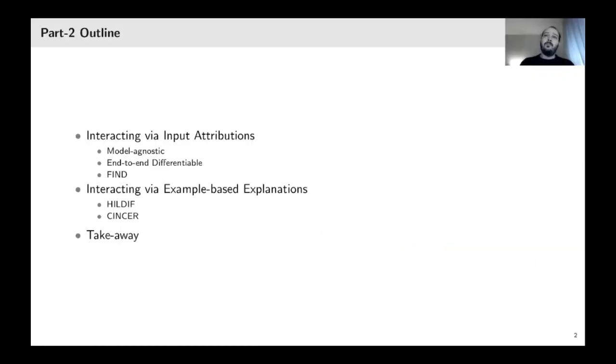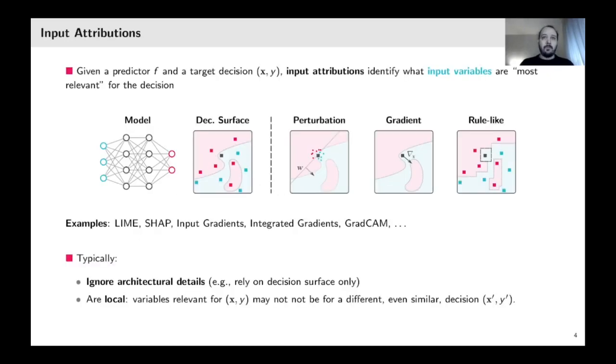Thank you, Öznur. Hi, I am Stefano, and I will present the second part of the tutorial, which is about interactive machine learning with local explanations. I will cover selected interactive approaches based on two different kinds of local explanations: input attributions, also known as saliency maps, and example-based explanations. Unfortunately, other approaches from the literature, especially from natural language processing, had to be omitted because of time constraints. Let us start from methods based on input attributions.